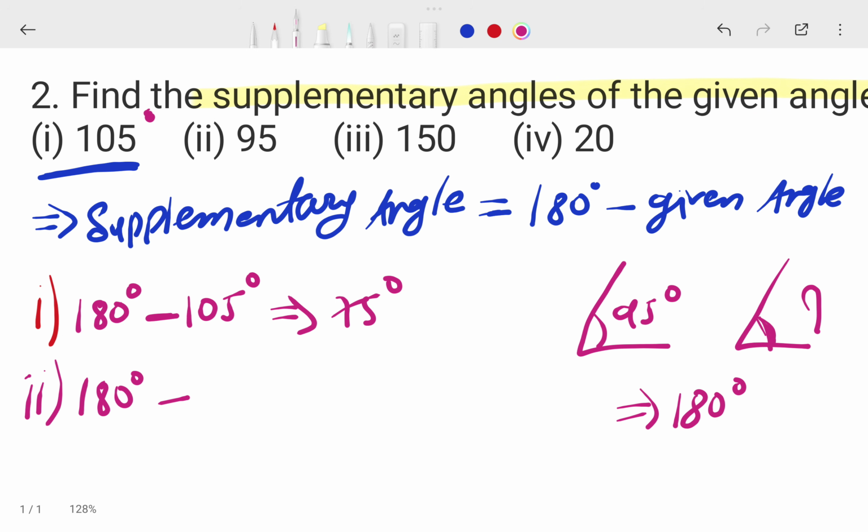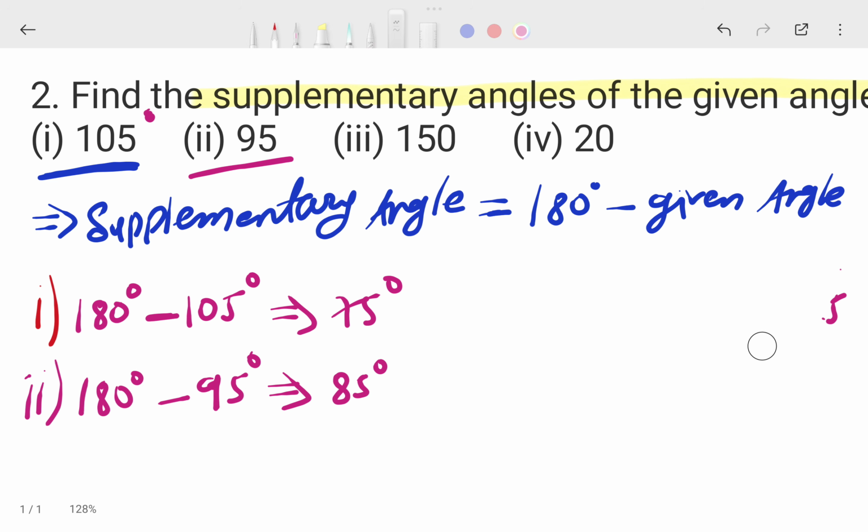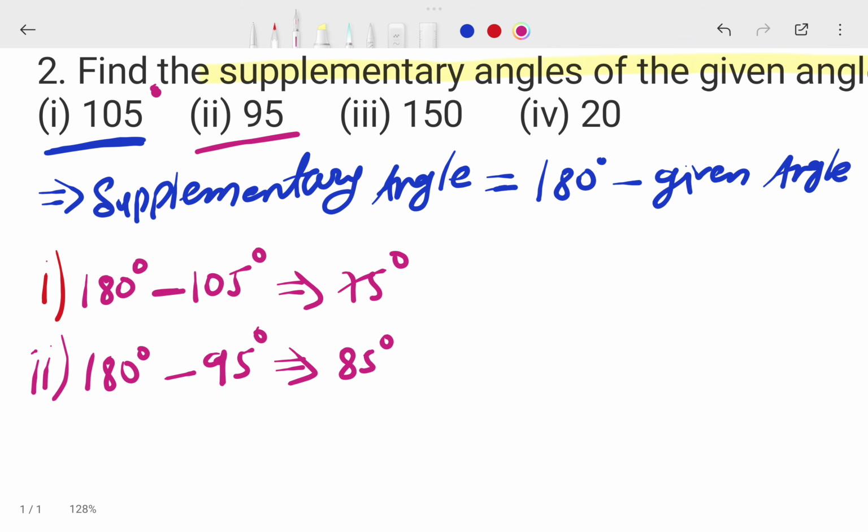Okay, second question, how many? 95 degree. Okay, now subtract. If you subtract, is it going to be how much? 180 minus 95 equals 85. Is it going to be 85? So 85. So the next angle should have to be how much? 85. If you add 95 plus 85, is it going to be 180? Is it clear?